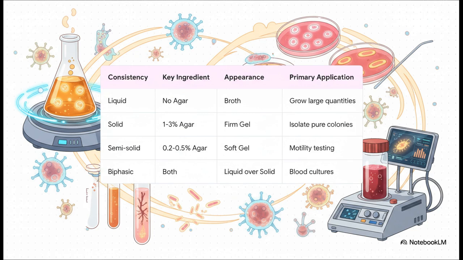Let's run through it. Liquid, no agar. It's all about growing large quantities. Solid, that's your 1 to 3% agar, making a firm gel perfect for isolating colonies. Semi-solid, barely any agar, giving you that soft gel for motility tests. And finally, biphasic, which combines both liquid and solid for those specialized systems like blood cultures. This table is your key.